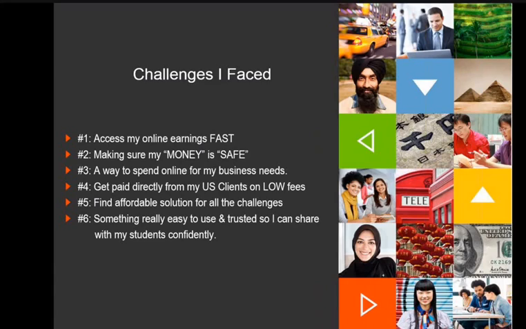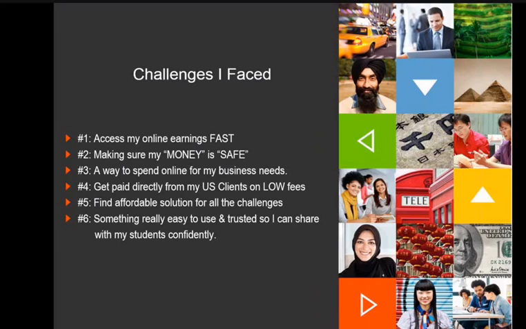Number one, since I earned my living online, I needed to access my online earnings as fast as possible. You surely know how scared you'll feel if you have to pay your bills today, but you have to wait several days to get your paycheck. I'm talking about the previous postal services. If you used any of them, you know it.